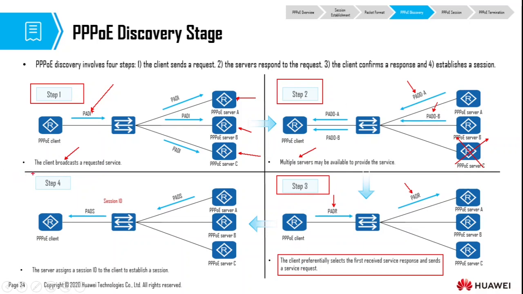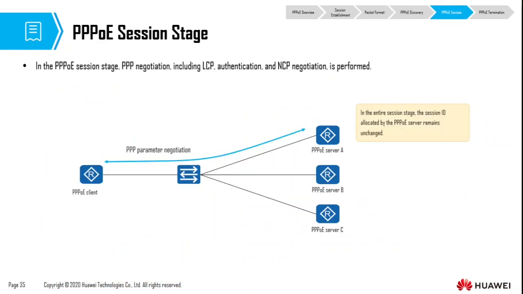Then on the last step, step number four, the PPPoE server is going to respond to the PPPoE client with a PPPoE Active Discovery Session confirmation packet, and with that it's going to deliver a session ID to it. So the server assigns a session ID to the client in order to establish the session. So that is how the discovery stage of PPPoE works.